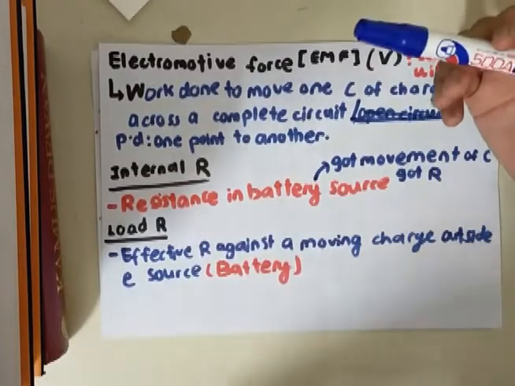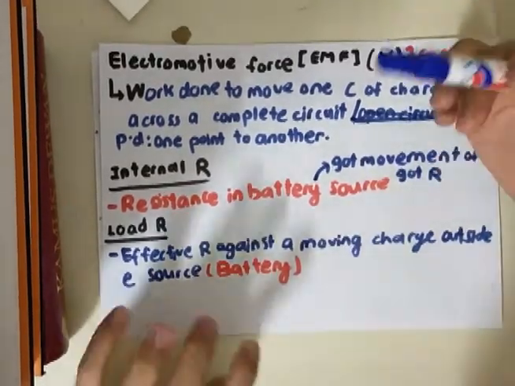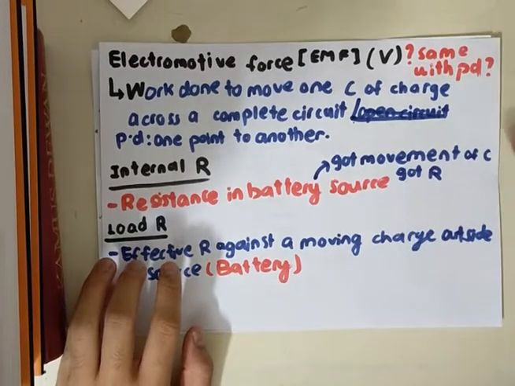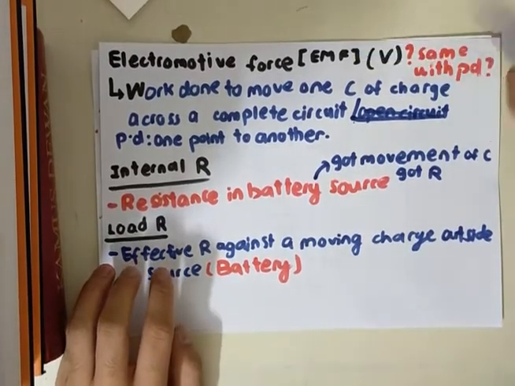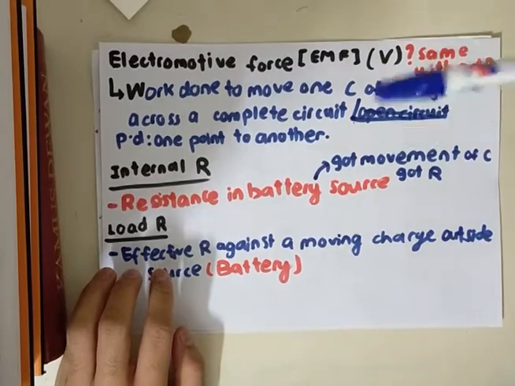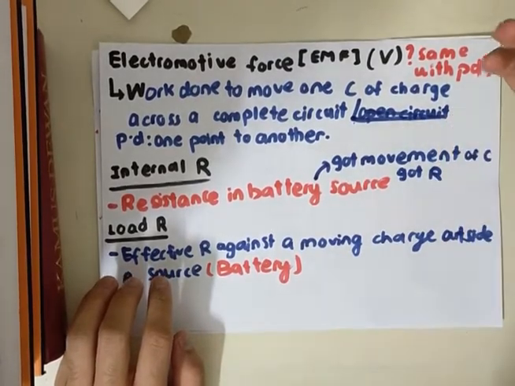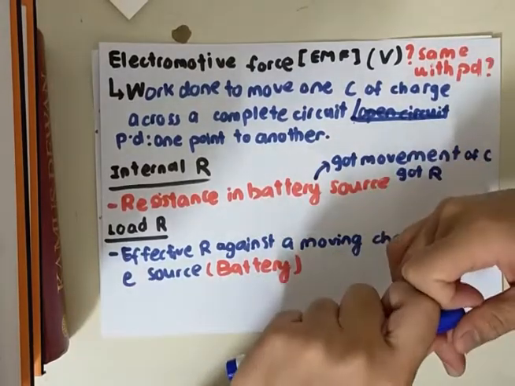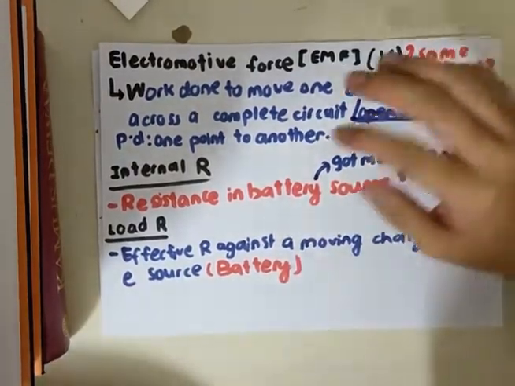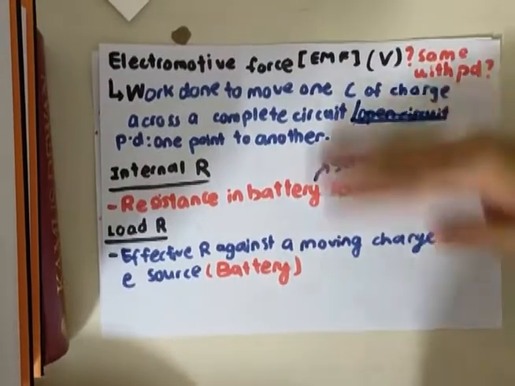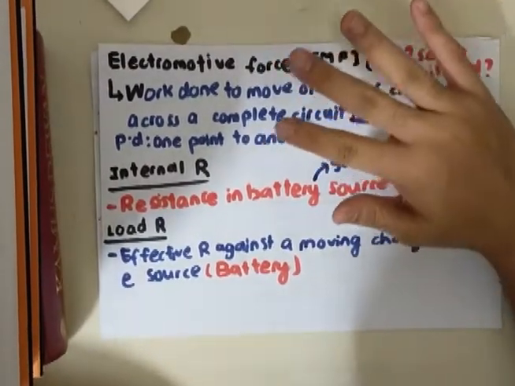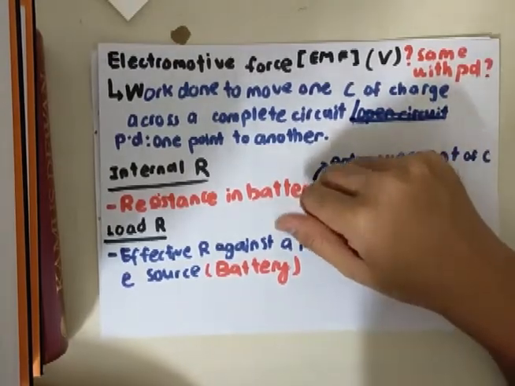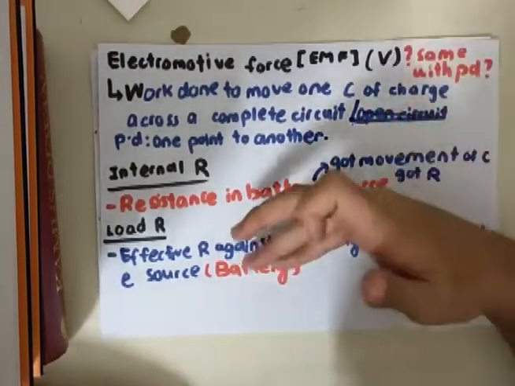So let's say the supplier gives you a 3 volt battery. There will definitely be resistance, so it might not come out as a 3 volt battery. The 3 volt will be the EMF, which is the maximum capacity of it. It will be 3 volt, but in actuality you won't get 3 volt because there will definitely be internal resistance inside.